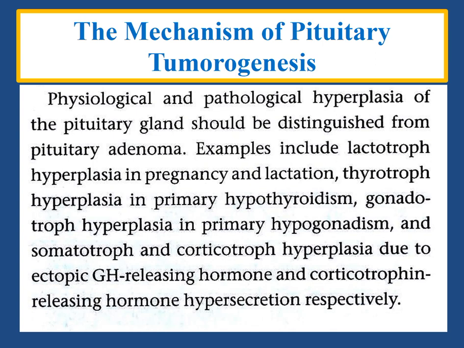Examples include lactotroph hyperplasia in pregnancy and lactation, thyrotroph hyperplasia in primary hypothyroidism, gonadotroph hyperplasia in primary hypogonadism, and somatotroph and corticotroph hyperplasia due to ectopic GH-releasing hormone and corticotrophin-releasing hormone hypersecretion, respectively.